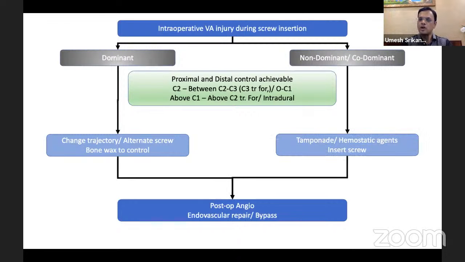If it's a non-dominant or a codominant, then actually the screw can be inserted either directly or after using any tamponade or a hemostatic agent. And then again, post-operative assessment has to be done.